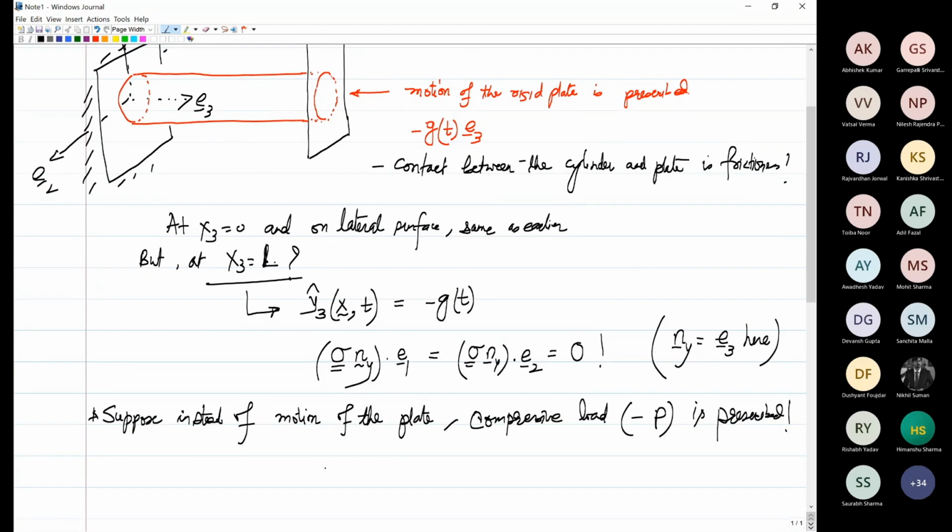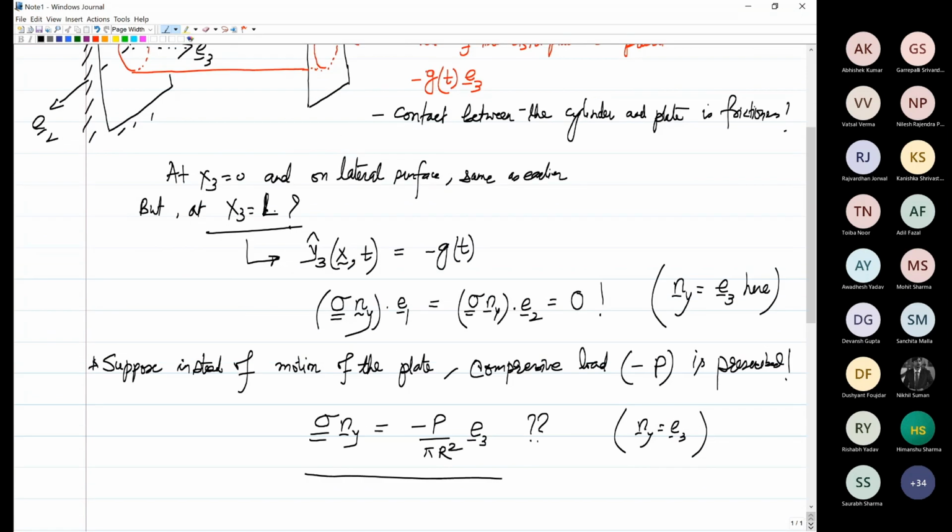Do you think we can say that sigma times ny is equal to minus P by pi r square E3? Would that be right? And of course here, due to kinematics, we know that ny is equal to E3 here. So this is not right, I must tell you. What is the mistake here?